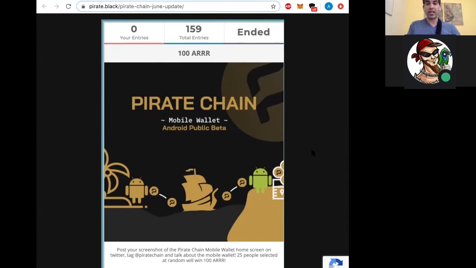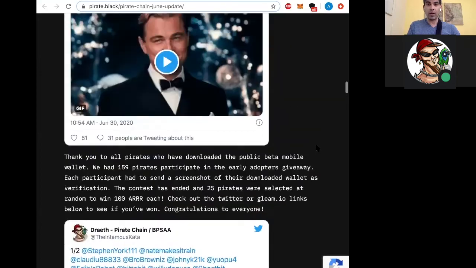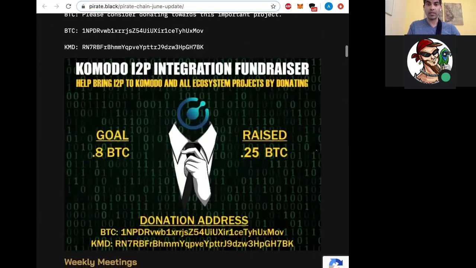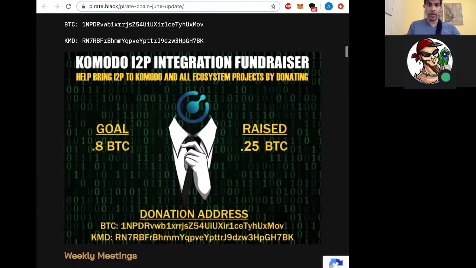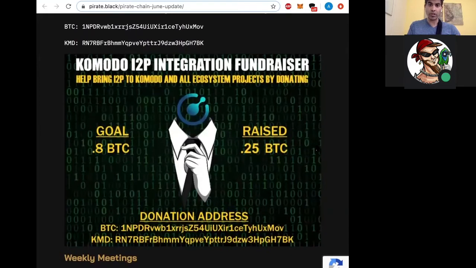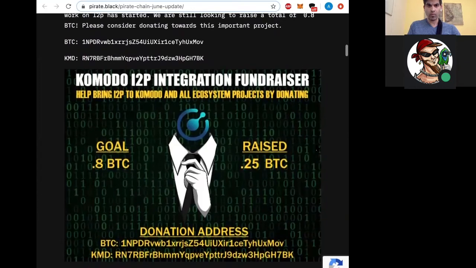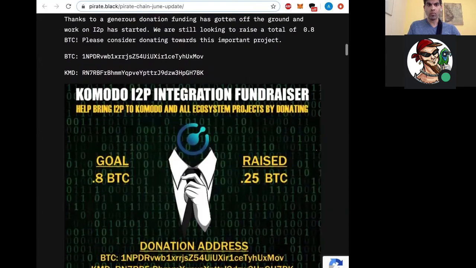And now, in terms of sending private information and dealing with privacy, we led with this Komodo I2P integration fundraiser. Could you let us know more about this? What is this? What's going on? And what's the intention behind it? Yeah, so currently Pirate Chain has integrated Tor into the 7Seas wallet. So you can run Tor and use Pirate Chain to go across the Tor network.